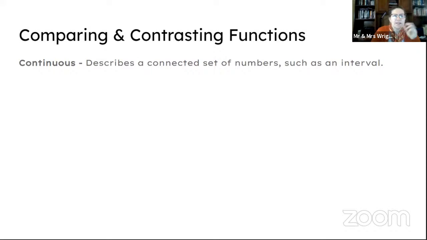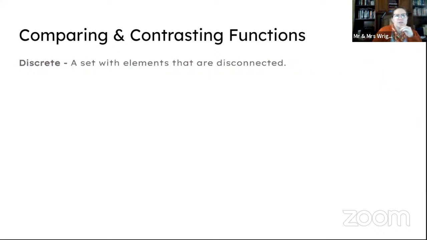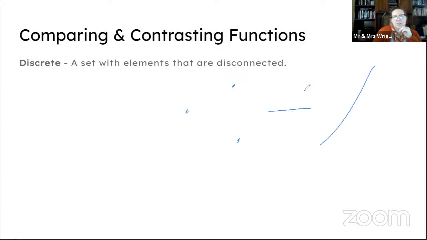Continuous is a set of numbers, such as an interval. So 1, 2, 3, 4, 5. They're connected. If you talk about it in a graph, it's just going to be whatever graph that's connected. Whereas discrete is going to be separate. So you'll have dots or even lines that are separated and not touching. And so you'd have like 2, 7, 12. They're not touching. They're not continuous. So discrete functions and continuous functions.